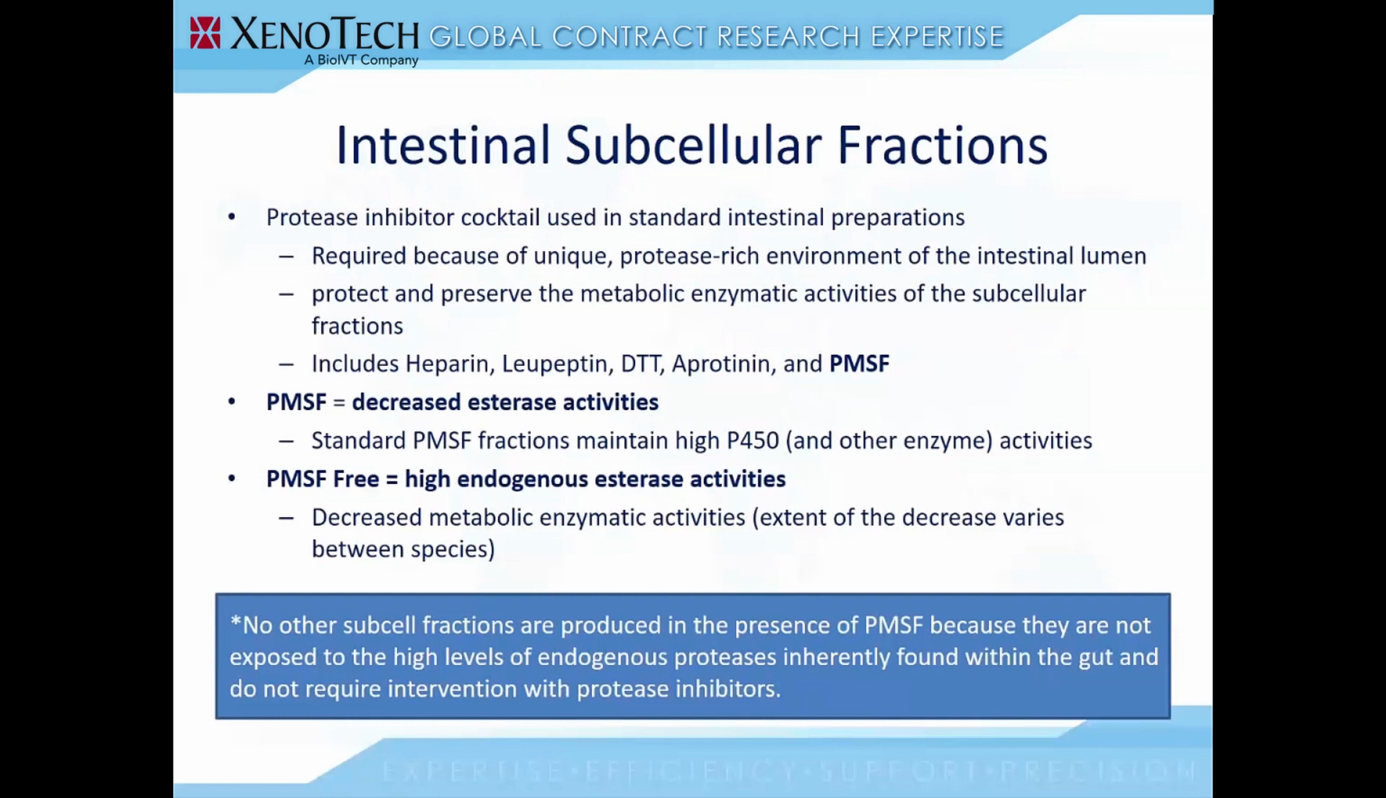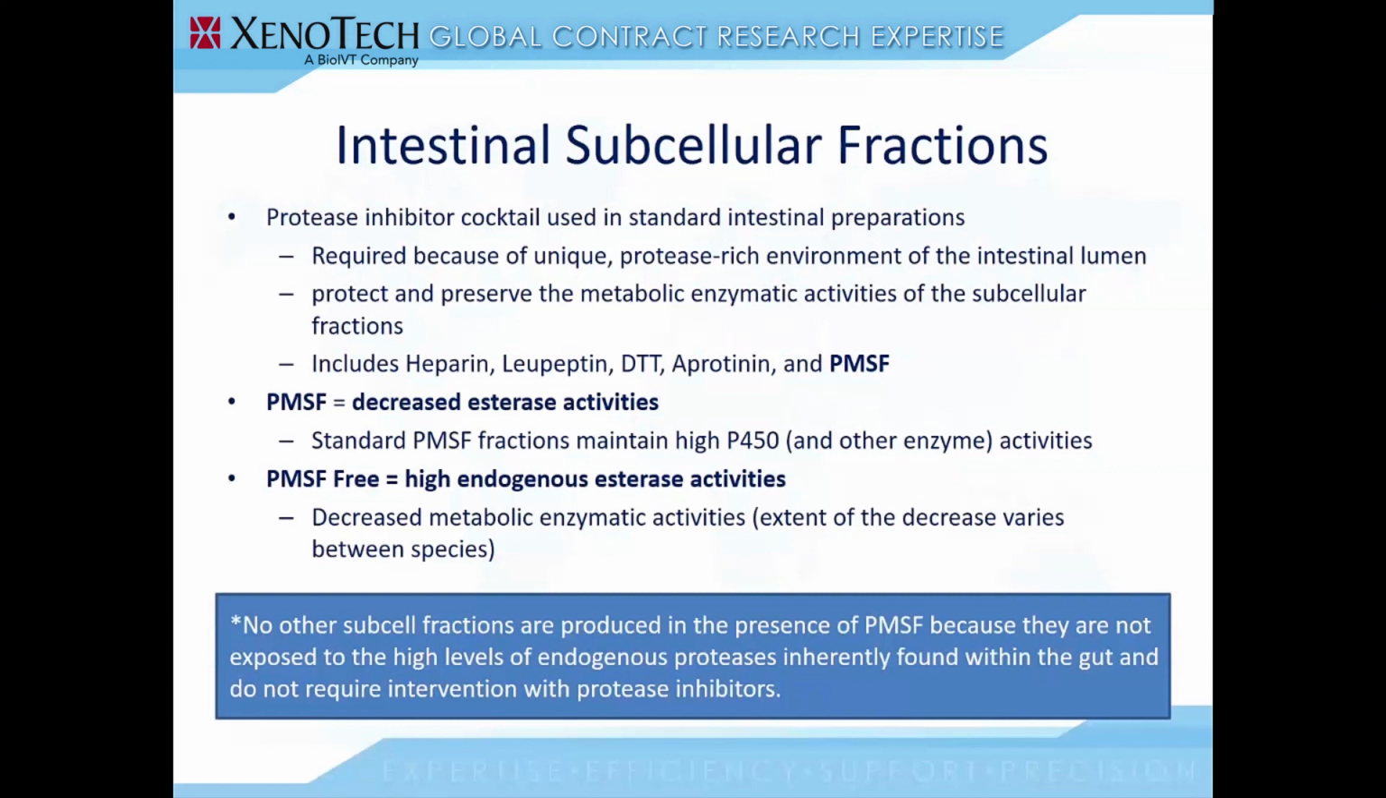Intestinal subcellular fraction production is unique in that it requires the use of protease inhibitors during tissue processing. This is due to the detrimental effects of the high levels of endogenous proteases present in the lumen and mucus of the intestine. Without the protease inhibitors, the proteases would catabolize the intracellular enzymes as the enterocytes are homogenized and lead to subcellular fractions that contain decreased metabolic activities.